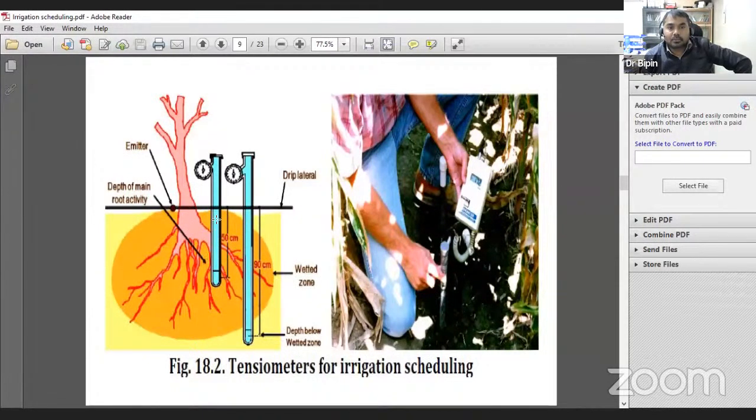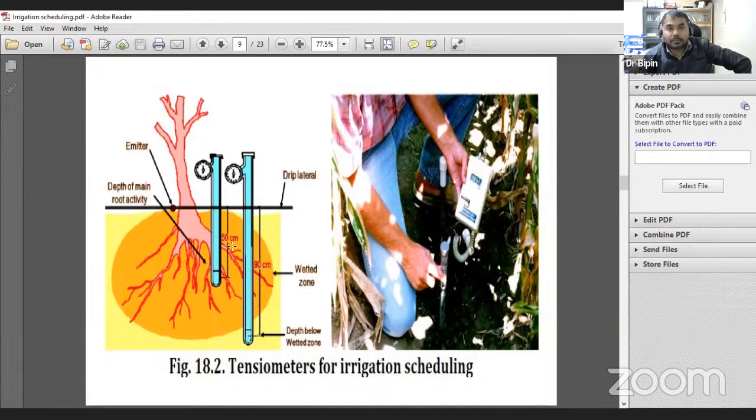You may use many tensiometers also. It is up to you up to which depth you are interested to measure the soil moisture tension. Basically, here two tensiometers are given. The first is for up to 50 centimeter depth of the soil, and the second is for 90 centimeter depth. So it will measure the tension of the moisture.